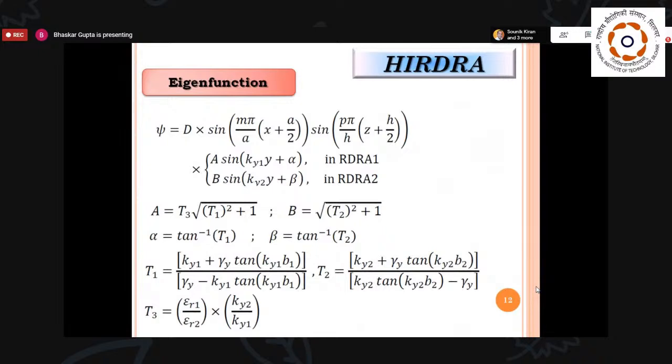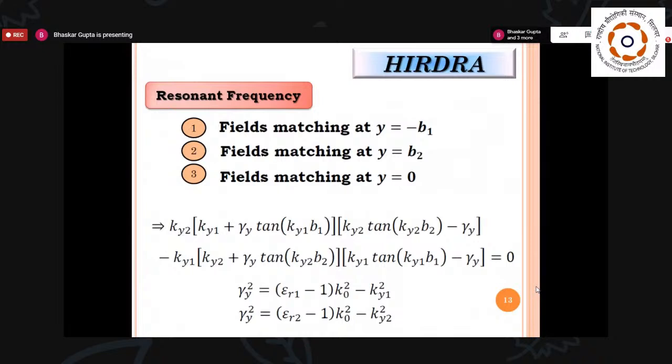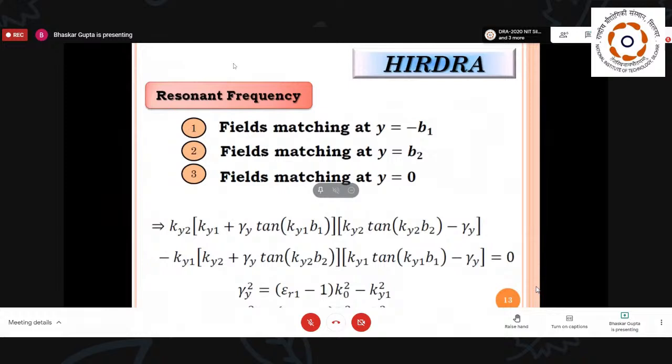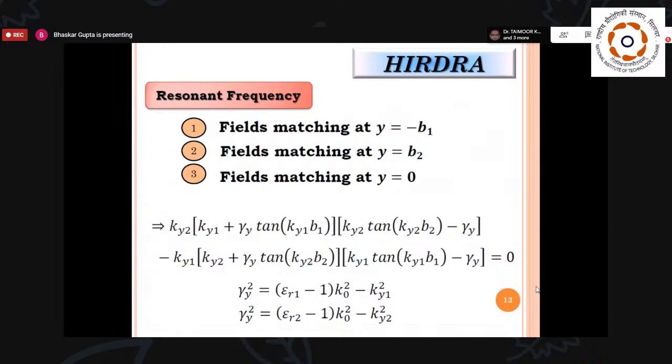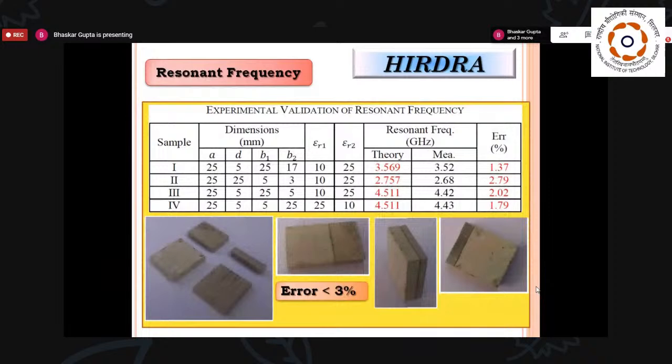Now, using all this, what you have to do is match the modal fields at the different boundaries. Minus V1, that is on the left-hand boundary, 0, that is at the point of sandwiching the two substrates, and at V2 means at the right-hand boundary. And on matching the fields, you get all the fields, and therefore every data, as is computed by the mode matching technique for any antenna.